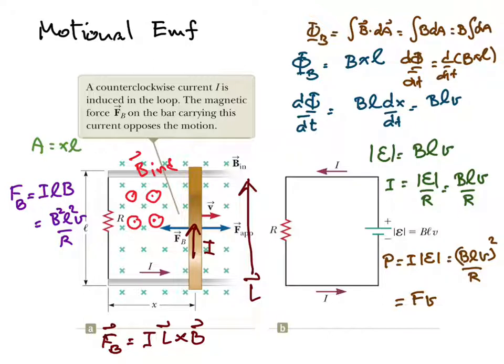You can see that this B squared L squared V squared over R is equal to FB times V, right? We have V here, and if we multiply by V, we will have this V squared term. So it means that the mechanical power delivered to the system is equal to the electrical power delivered to the resistance of the circuit, and we have the conservation of energy in this system.